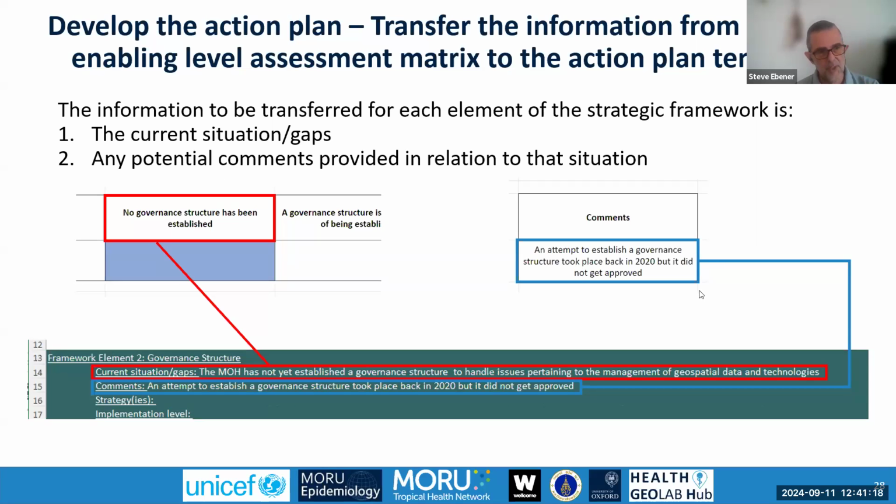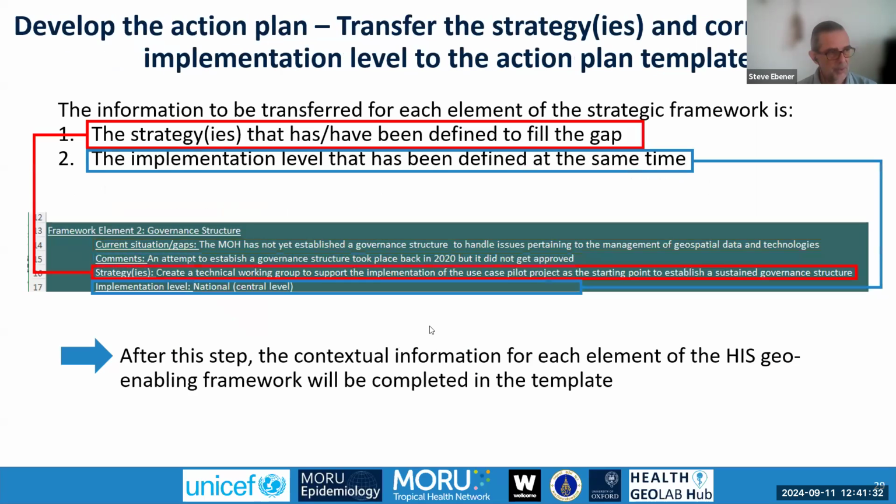So already two pieces of information that come directly from the assessment can go directly into the action plan template, and this for each of the 9 elements of the HIS Geo-enabling framework. The next set of information that can go in there is the result of the exercise from the previous steps, right, which was the definition of the strategies meant to be implemented in order to fill the gap. So you also have a space in the template to capture this information.